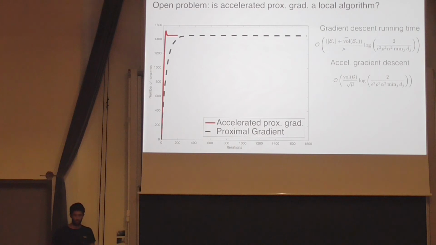And if you do the analysis of the method in a trivial way, then what you get is the result on the right. S star denotes the number of non-zeros at optimality, and mu is the strong convexity parameter of the problem. You can see that the accelerated method has a square root dependence on the strong convexity parameter. But if you do the analysis trivially, you're getting killed by the fact that you can't bound the number of non-zeros. So you see that it depends on the volume of the whole graph instead of on the volume of the non-zeros at optimality. So there's hope that we can improve this to depend only on the number of non-zeros at optimality, and then we'll have a clearly better algorithm.